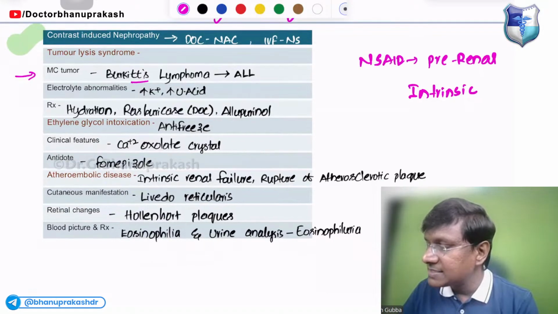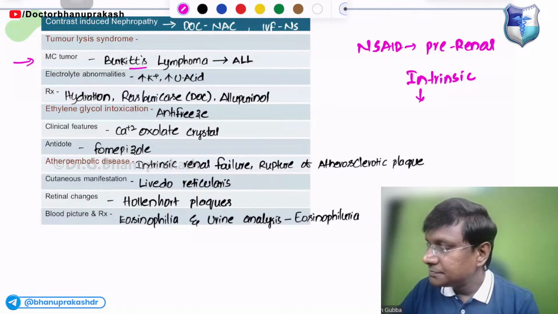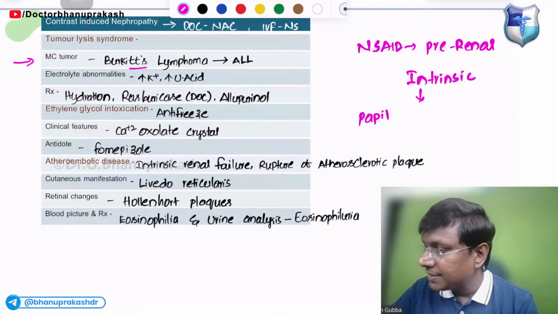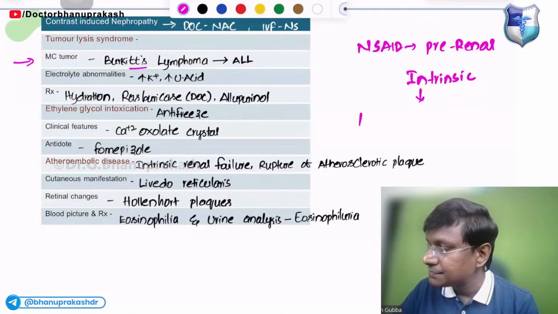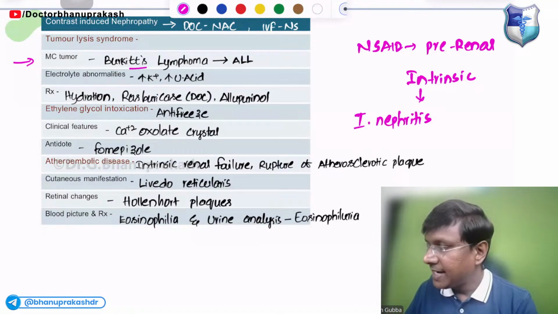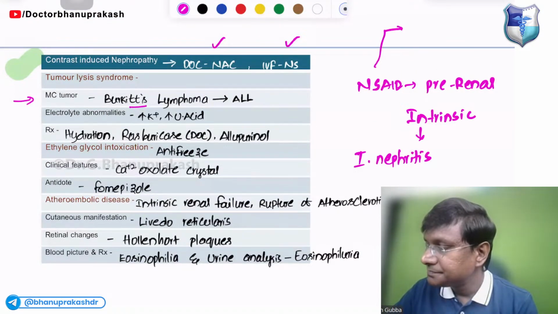Okay, and what is the mechanism of intrinsic renal? The NSAIDs will cause papillary necrosis, or sorry, it will cause interstitial nephritis. So it can cause both. And NSAIDs can also cause chronic kidney disease.